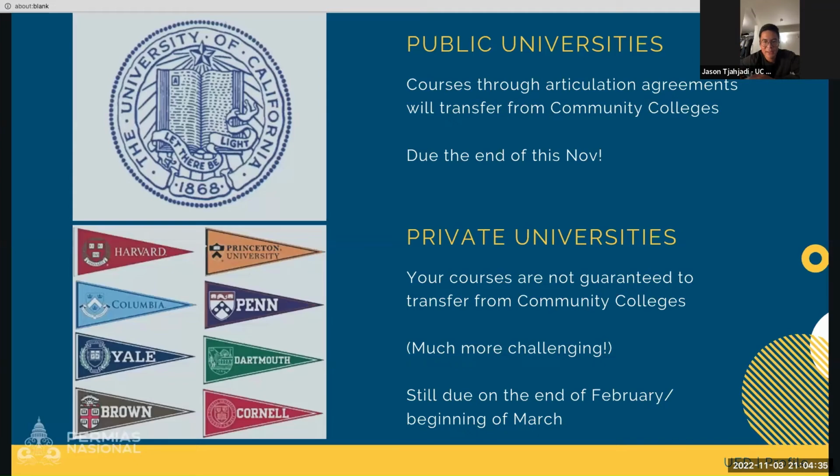Onto the next slide. Just to sum things up, for public universities, you are guaranteed to have the courses transfer from community college through articulation agreements. Check out assist.org to be sure of what you're getting. I will emphasize what Odile has said because that is really important. University applications for the University of California are due by the end of this November for transfer students. So good luck. For private universities, your courses are not guaranteed to transfer from community college, so check their respective websites. Again, it is much more challenging.